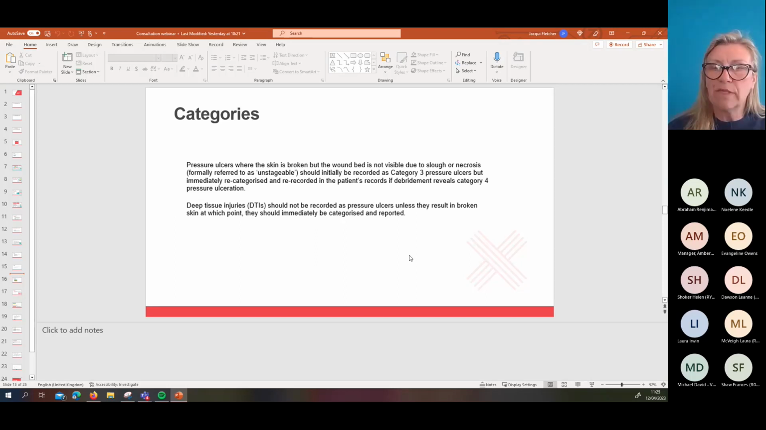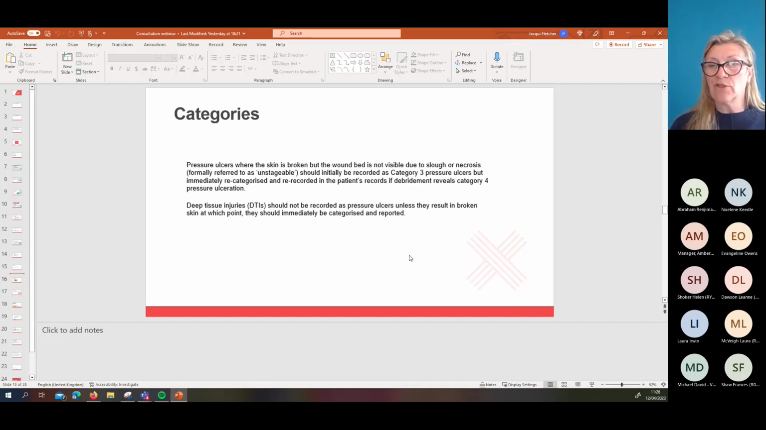We know from looking at the numbers of category 3 and 4 pressure ulcers that the number of category 4 is very small. So we've made this change to putting unstageables into category 3 for several reasons. One of them is it's a minimum of a category 3 by definition. We also know about the workload associated with following these unstageables to determine what they become. So the recommendation from the 2018 recommendations document said follow them up, and once you debride them, then allocate whether they're a category 3 or category 4.